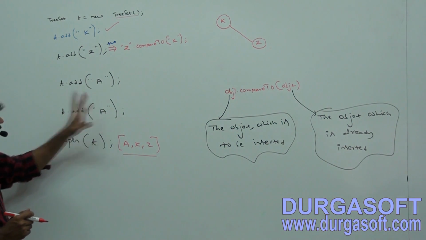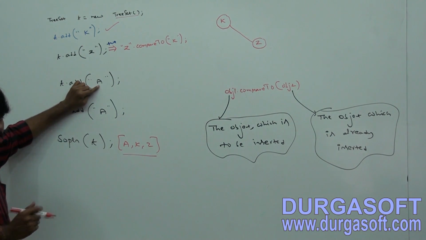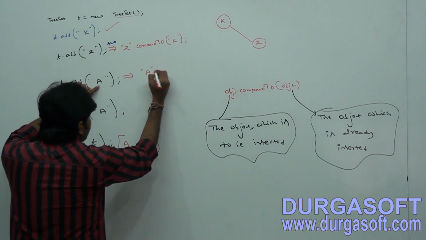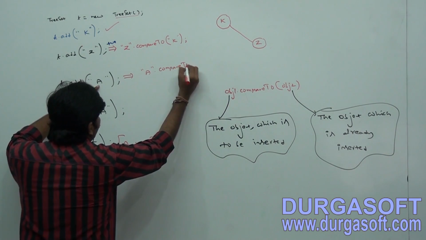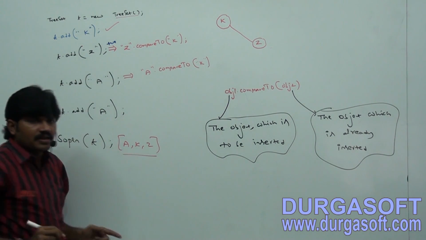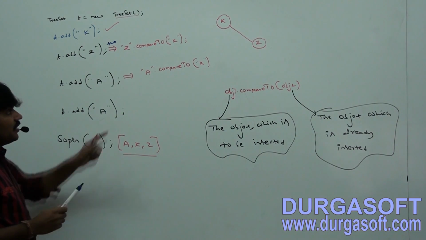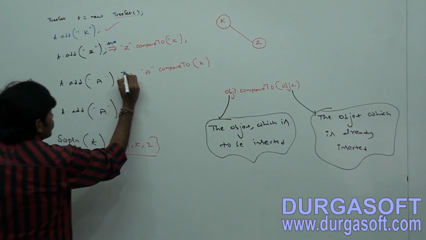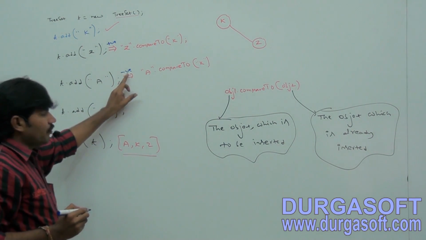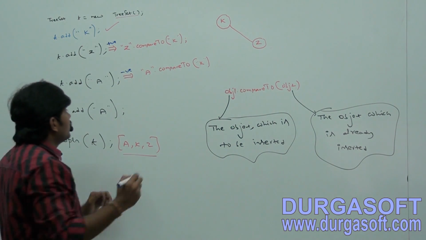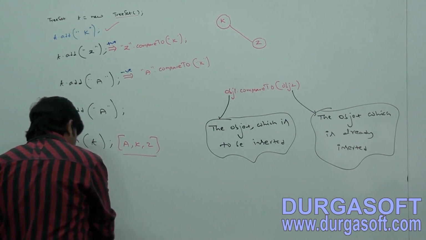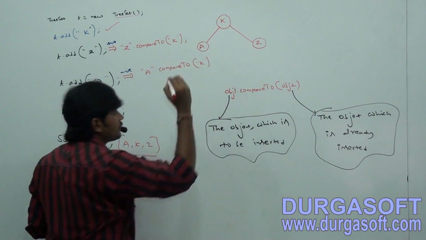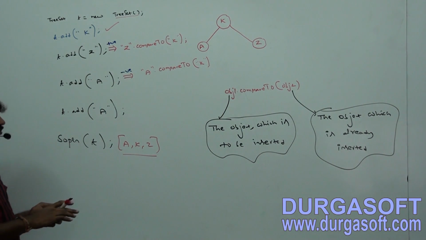Okay, next t.add("A"). Now comparison must be required. Can you tell how the comparison is going to happen? A.compareTo(K), with K as the root element. A should come before K or after K? Before. It returns what? Negative. By seeing the negative value, A will be placed before K, on the left. A got placed. Now observe the diagram.